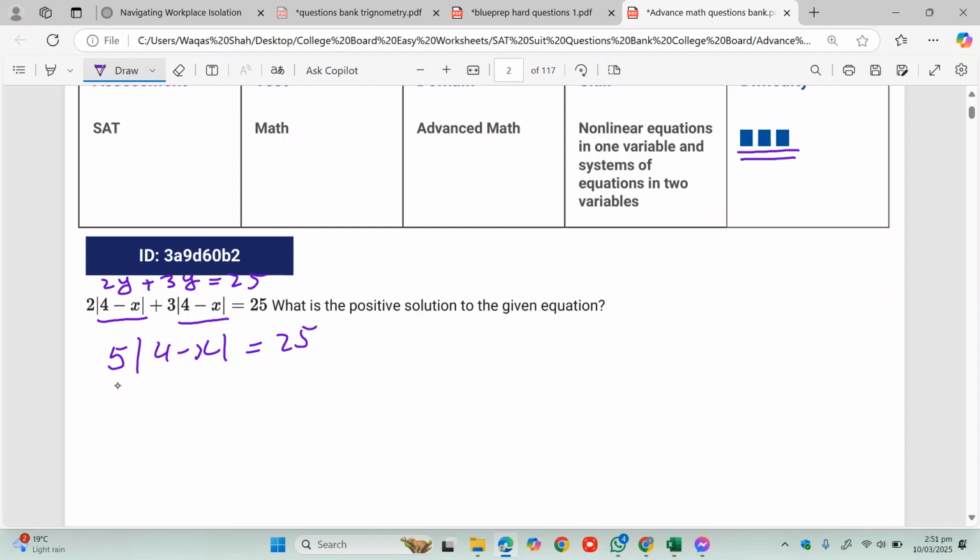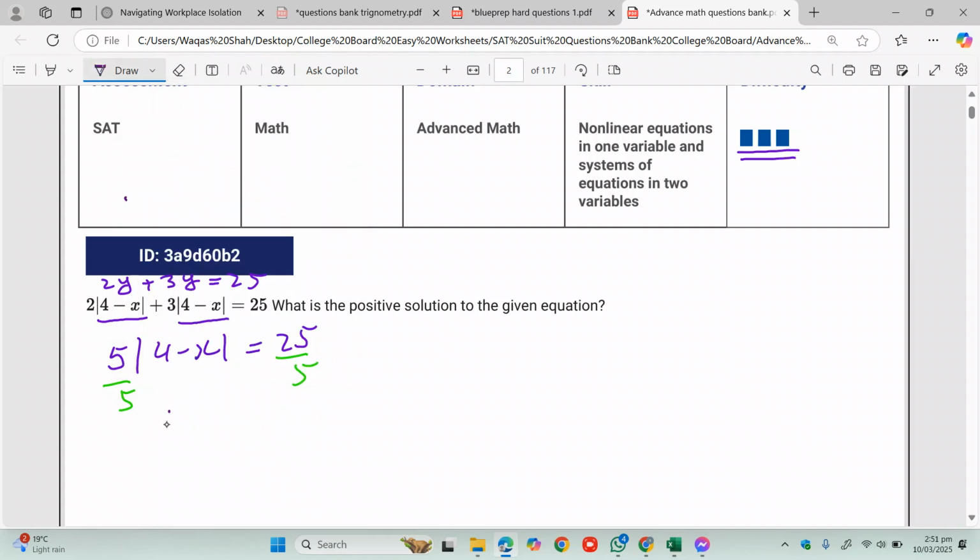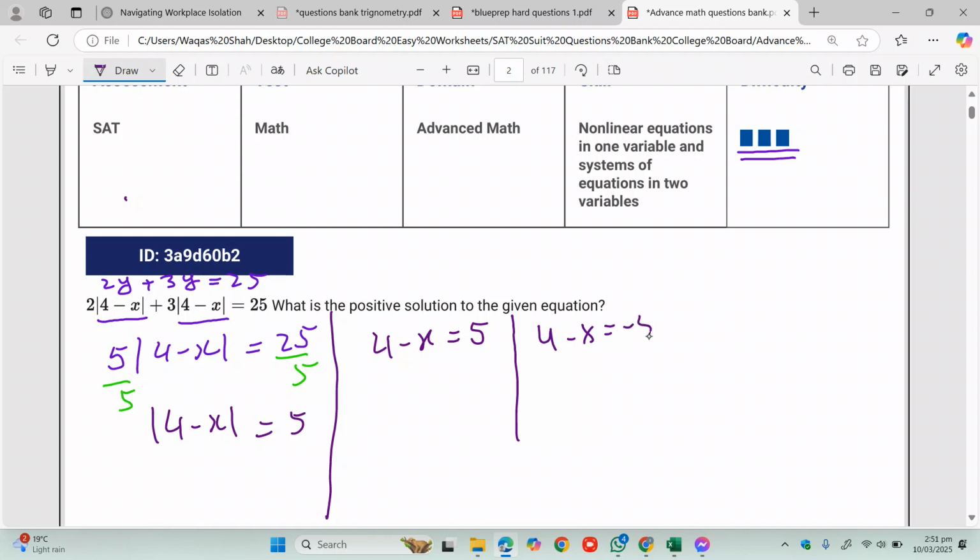Now we can divide both sides by 5, so that will give us the absolute value of 4 minus x is equal to 5. Since absolute value means positive or negative, we can write 4 minus x is equal to plus 5, and 4 minus x is equal to minus 5. So it will be minus x is equal to 5 minus 4, so negative x is equal to 1 and x is equal to minus 1.